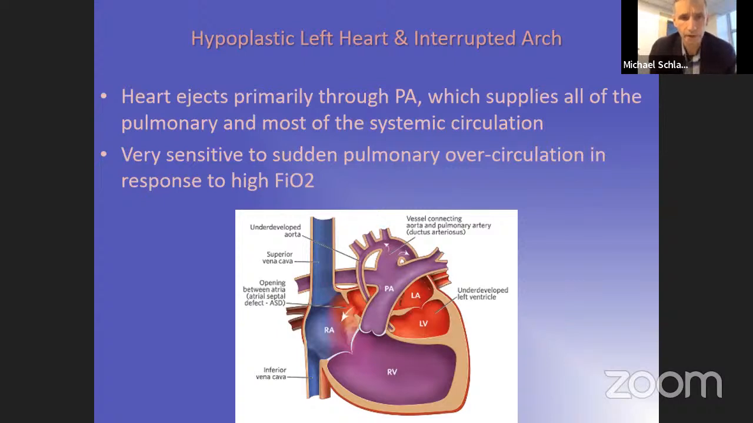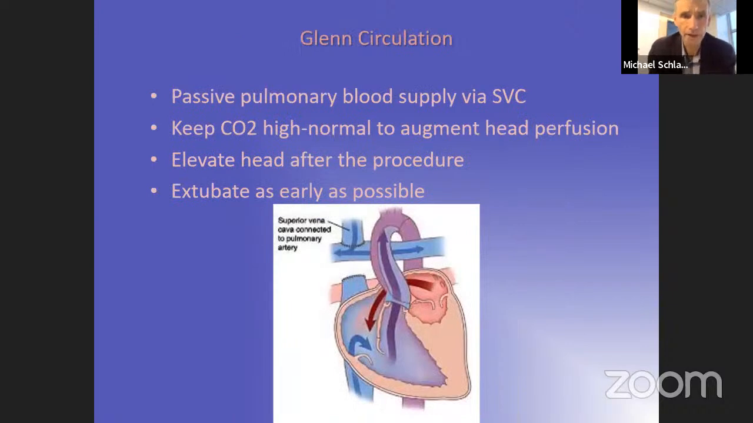Those patients are very sensitive to high inspired oxygen, becoming hypotensive very, very quickly because of pulmonary overcirculation. Similar problem to what I mentioned before. So those children should not be placed on 100% oxygen at any time, maybe very briefly for intubation if you want to give yourself a little bit more time, but in general, they should be kept on room air. Next slide.